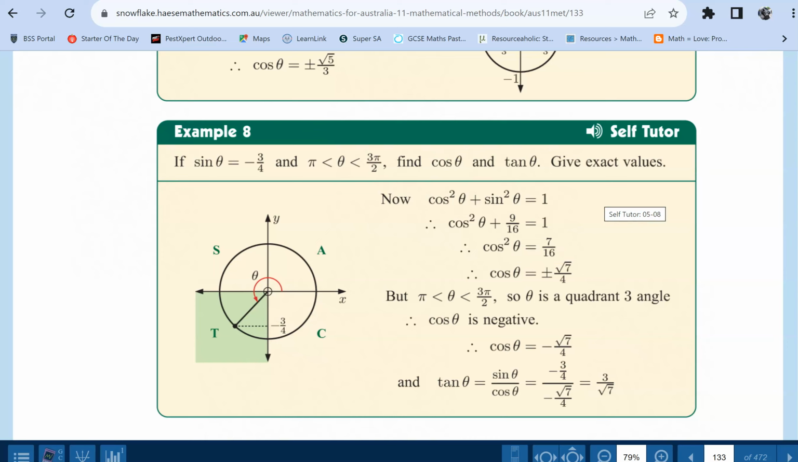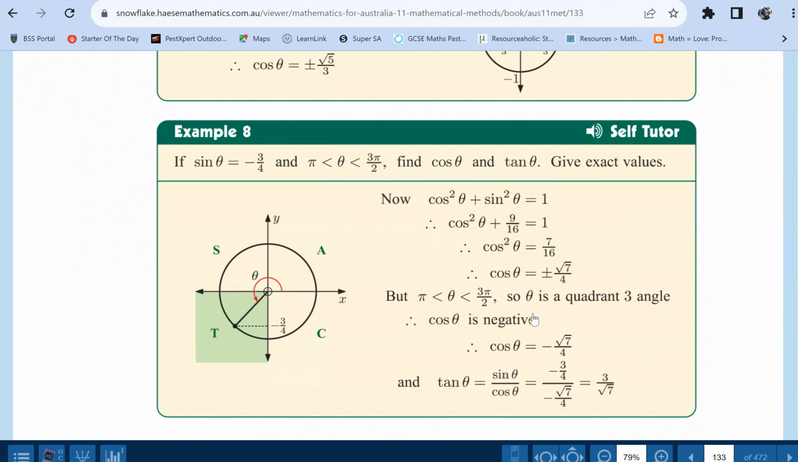Straightforward calculations, and we've got our cos theta. Then we have to look at what quadrant it's in to decide if it's plus or minus. Because it's in quadrant 3, cosine must be negative. It cannot be positive, it's only negative.